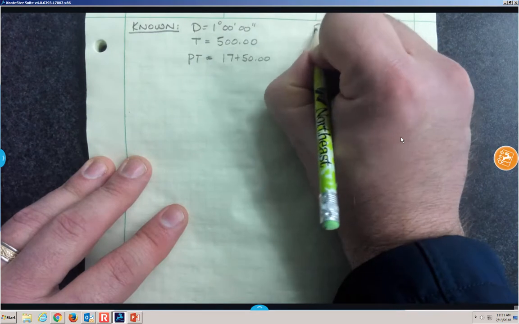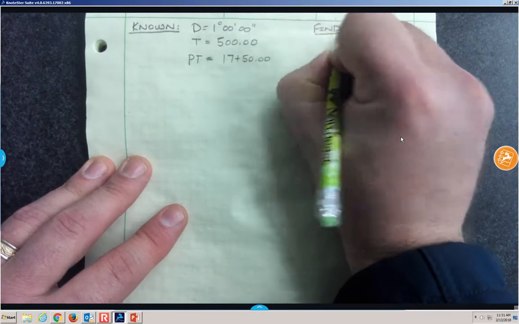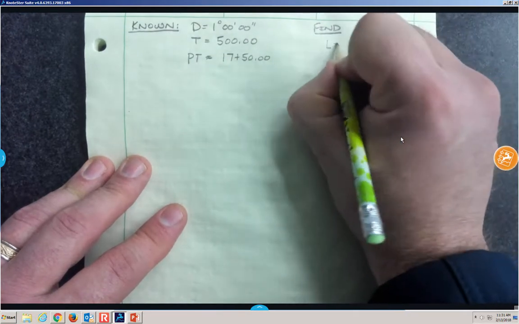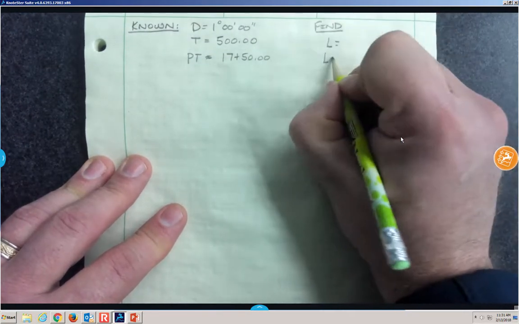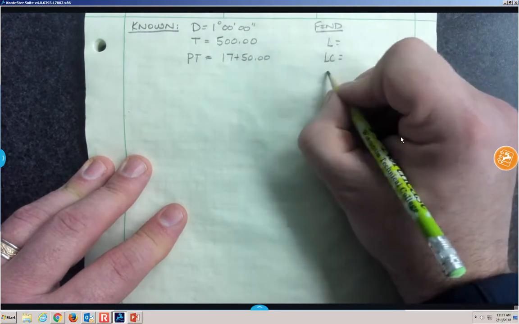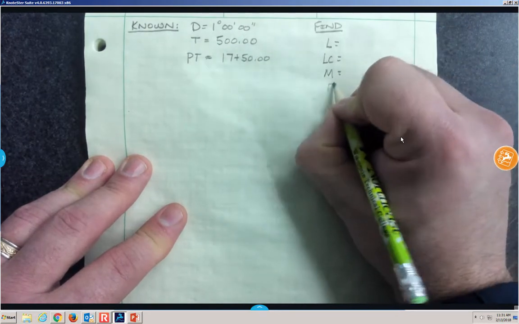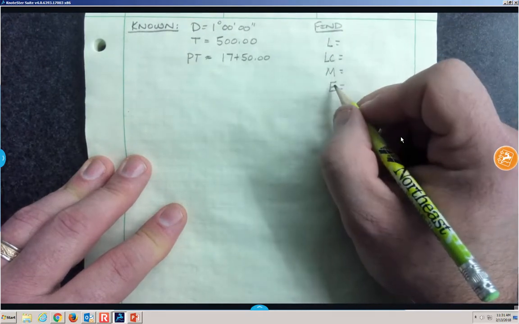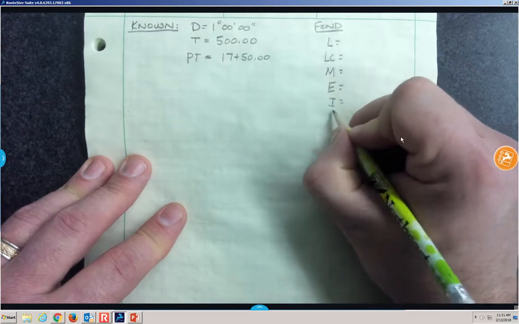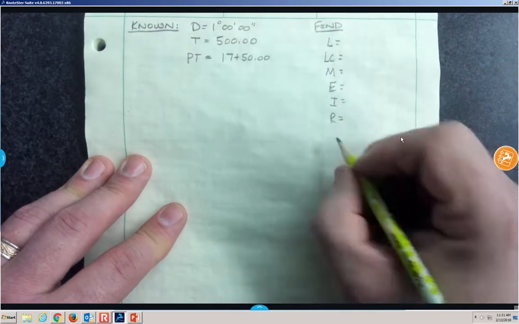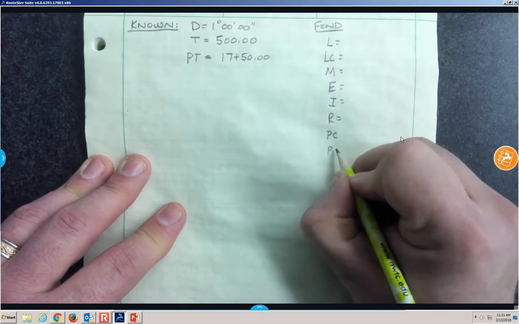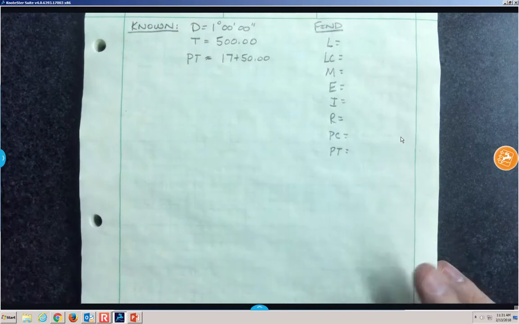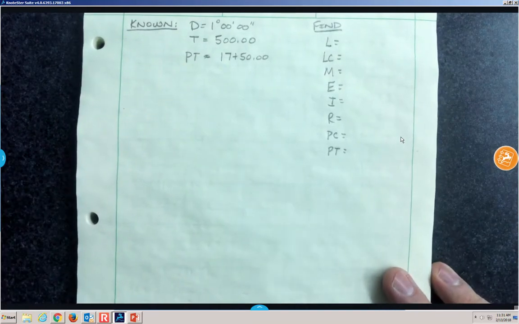Then we want to find our L, the LC, the M, the E. They give us T and D. We need to find I and R, the PC and the PT. There should be 8 of them there. That's what it looks like.